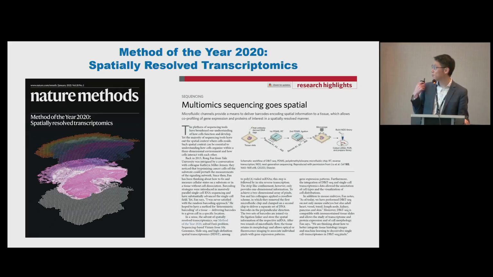In the same issue, they also highlighted our work, saying multi-omics sequencing goes spatial, because in that Cell paper, we demonstrated not just the whole transcriptome, but also a panel of 22 to 32 proteins. Back at that time, people thought that was pretty impressive, okay? But I felt it was still a little bit cheating to call that the proteome.